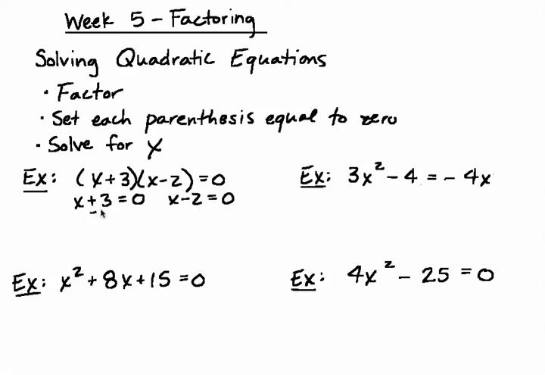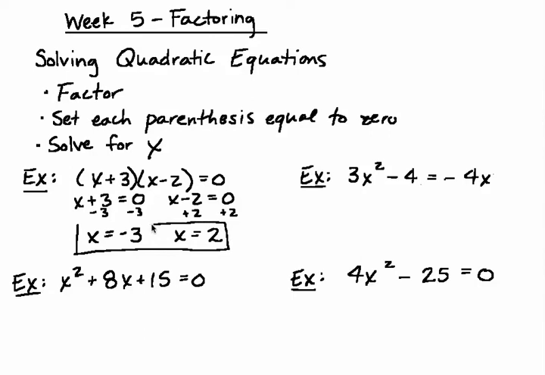And by solving for x, we subtract 3 from both sides, giving us x equal negative 3, and then add 2 to both sides for the second equation to give us x equal positive 2. And so those will be our two answers, x equals negative 3, x equals positive 2.